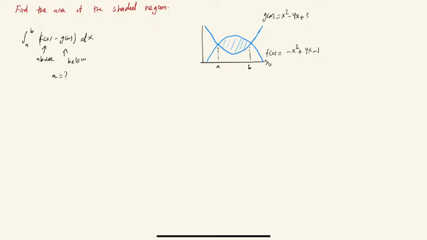First, we need to find our limits of integration. Our limits of integration are going to be where these two functions meet, so when these two functions are equal to each other. So I'm going to set these two functions equal to each other, and then solve for x.